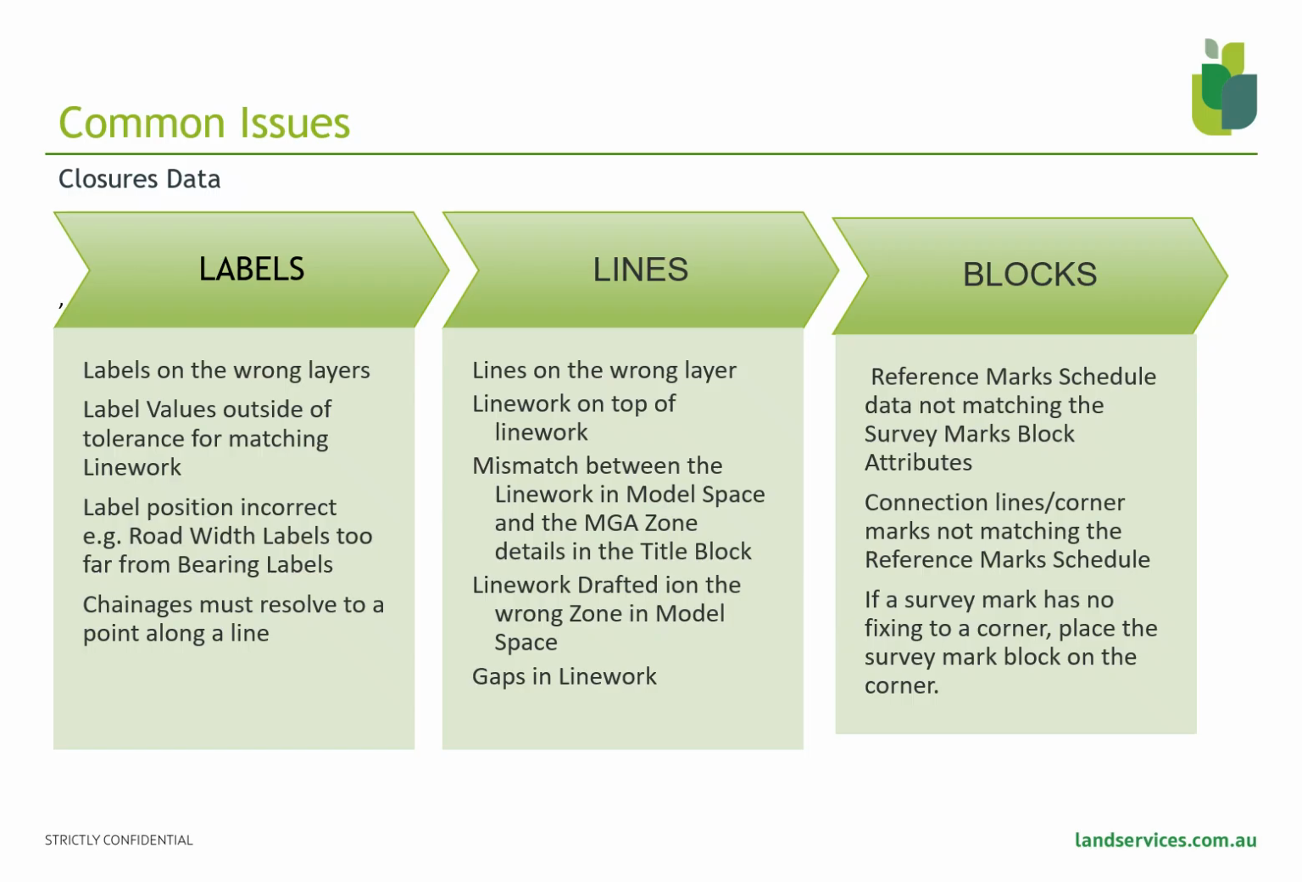Common issues in the DWG plans that can impact the level of your plan data that can be derived include labels being on the wrong layers, and this can cause polygons not to be formed, label values outside of tolerance for matching to the line work, and label position incorrect. An example of this would be a road width label being too far away from the road bearing labels. And changes must be resolved to a point along a line. LSSA will keep industry up to date with tips and tricks to assist them with drafting plans for closures and joins data.